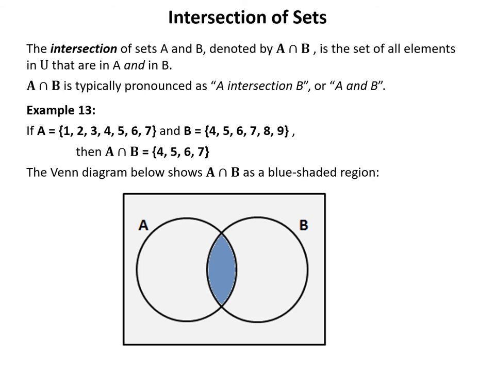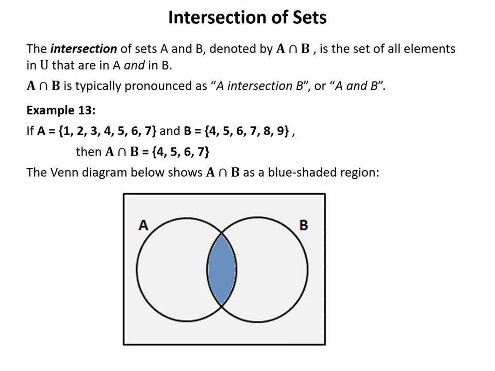The intersection of sets A and B, denoted by A and then the upside down U, B, is the set of all elements in the universal set that are in A and in B. So A intersection B is typically pronounced as A intersection B or A and B.